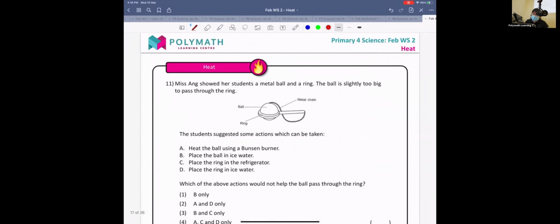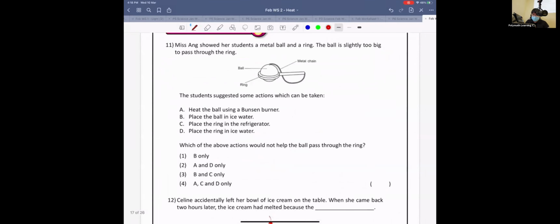Question 11. Miss Ang showed her students a metal ball and a ring. The ball is slightly too big to pass through the ring. How about Raven? What's the answer? Question 11, what's the answer? 1. Oh, sorry, I mean 2. Okay, 1.